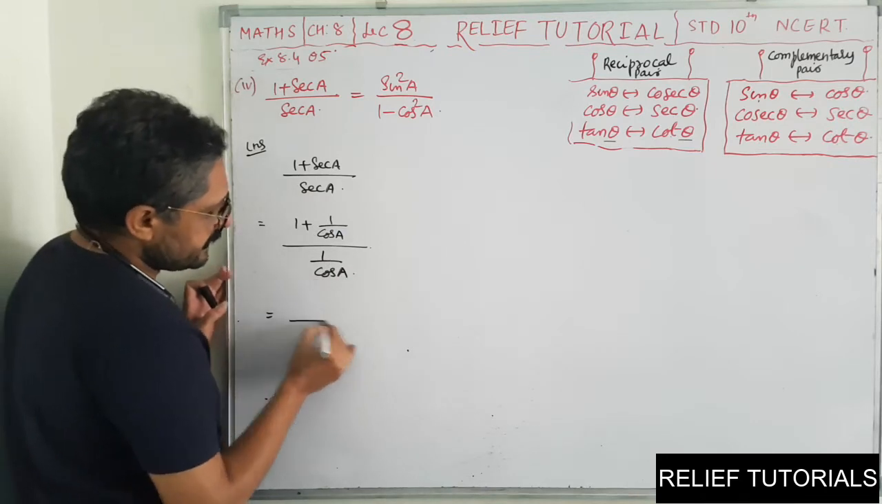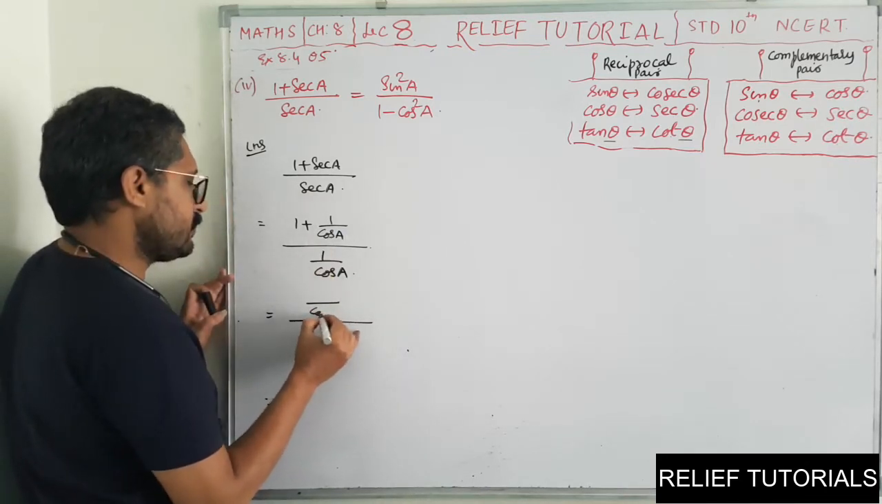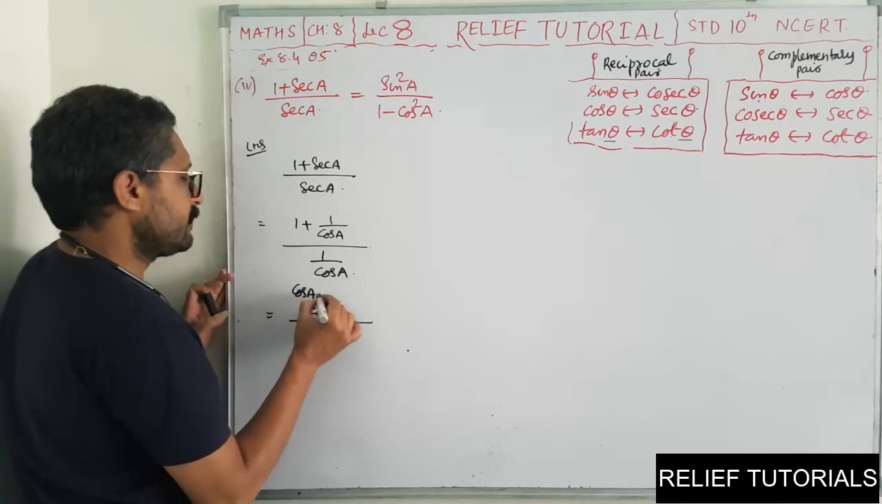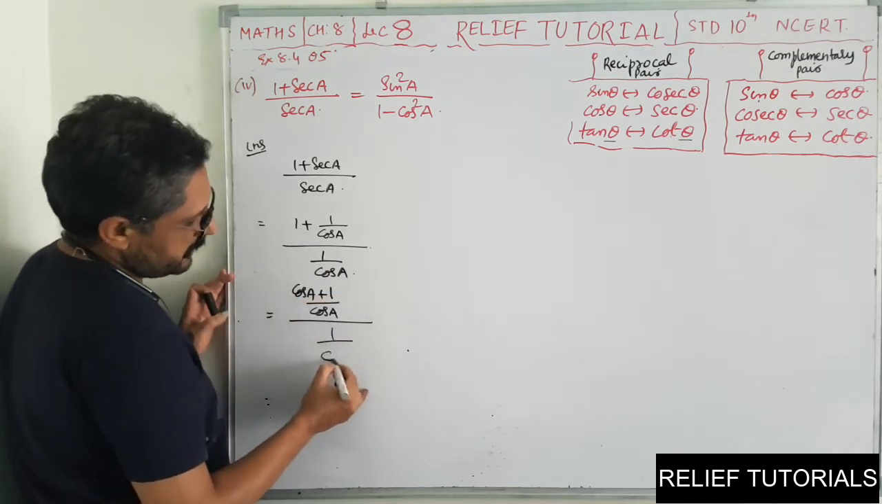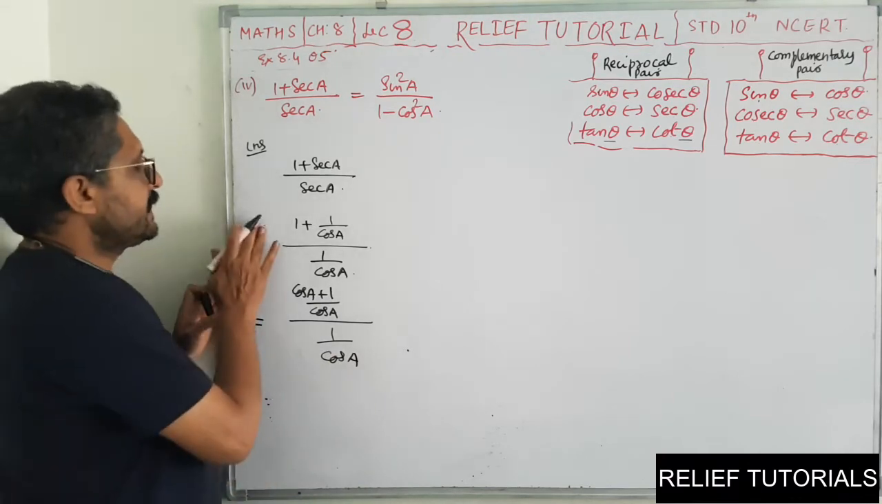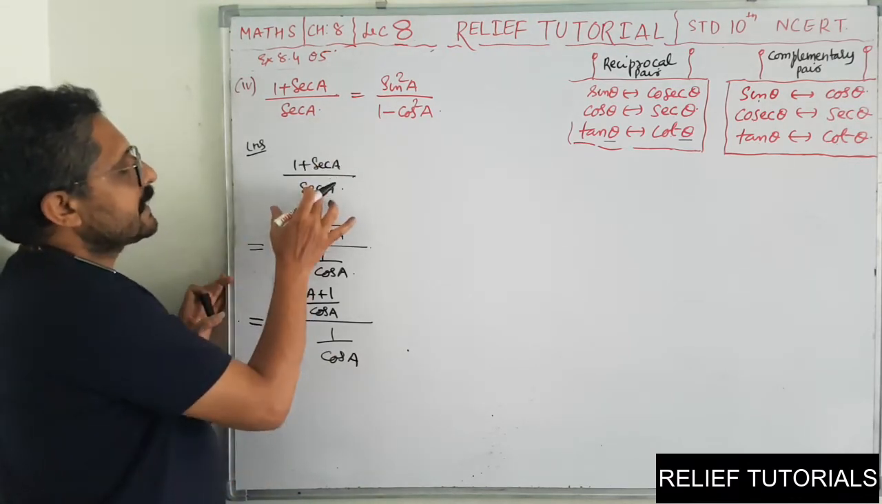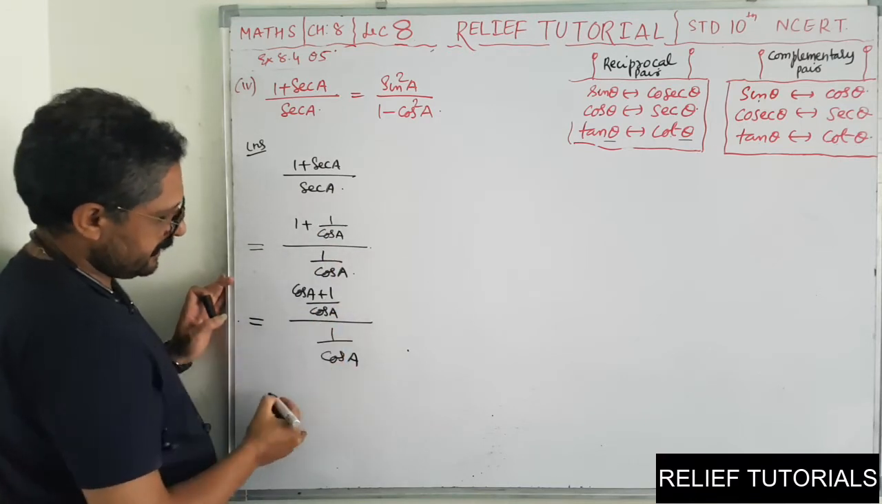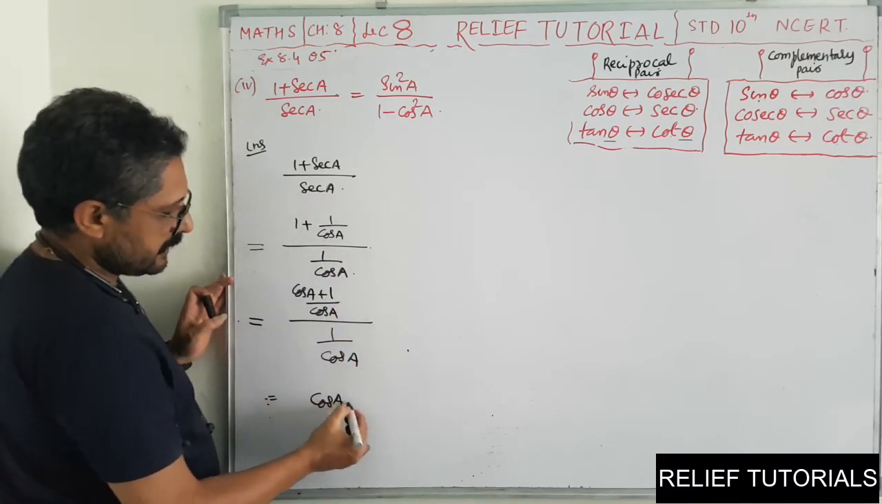Now here you take the LCM. What will be the LCM here? The LCM is cos A, so cos A plus 1 upon cos A. Good friends, I just converted sec into cos, then I have taken the LCM. So these two will get cancelled, and the result will be cos A plus 1.